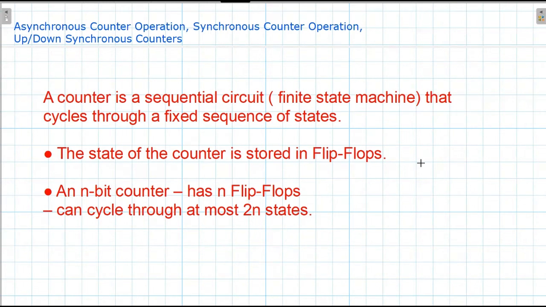Suppose you are having your 3-bit counter, then what will happen? It will count a maximum of 8 states. So the states are fixed and the sequence is also fixed depending upon our programming. The next is, the state in which your counter is operating is actually being stored in the flip-flop. And if you are using an n-bit counter, then it is supposed to use n flip-flops. So a 3-bit counter uses 3 flip-flops, and on that basis it will count a maximum of 2 raised to power n states. So that we have discussed in the beginning.